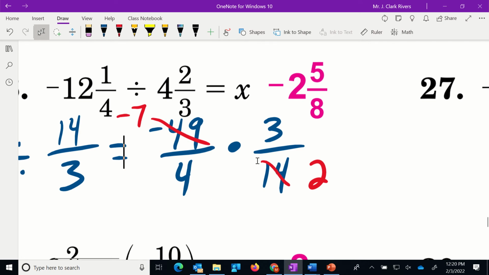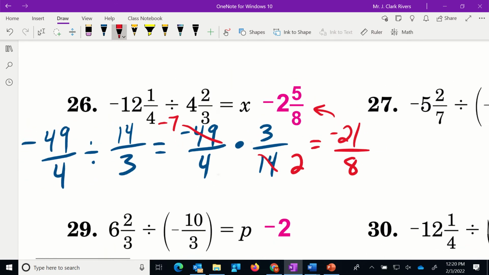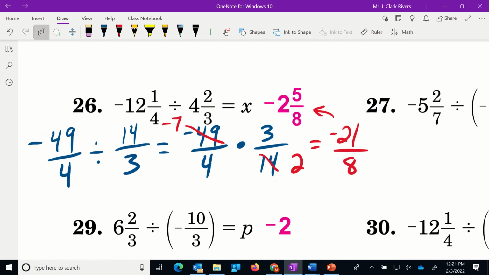Anything else we can simplify here? Numerator and denominator. Any other common factors? No. Negative 7 times 3 is? Negative 21. And then 4 times 2 is? 8. So negative 21 over 8, or if you wrote it as a mixed number, it is negative 2 5/8. Okay? Do you want us to convert it to a mixed number?